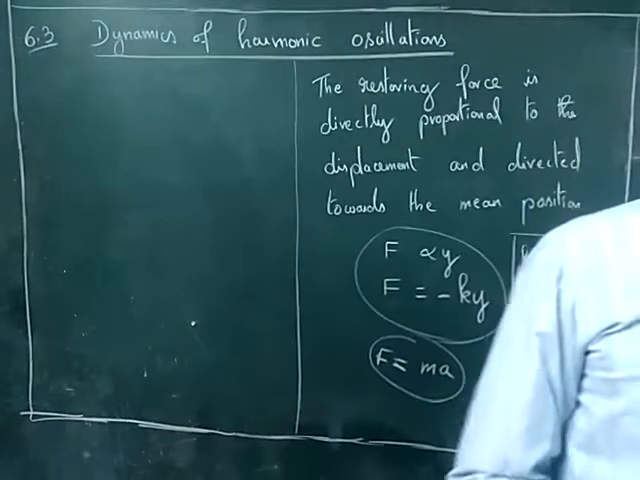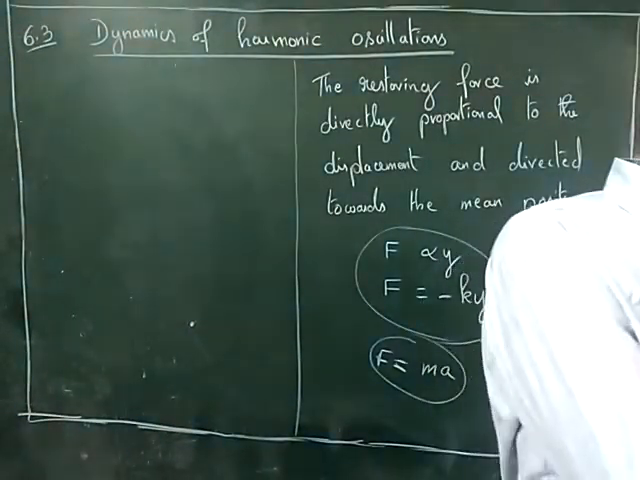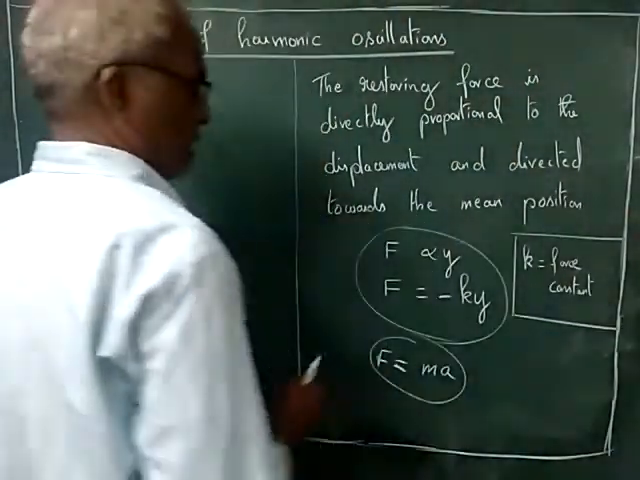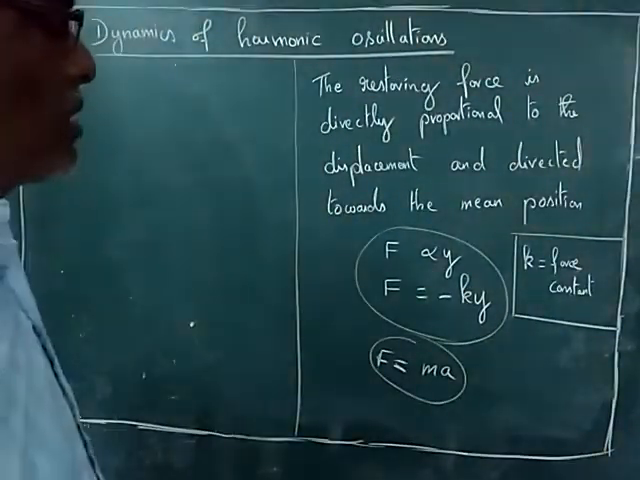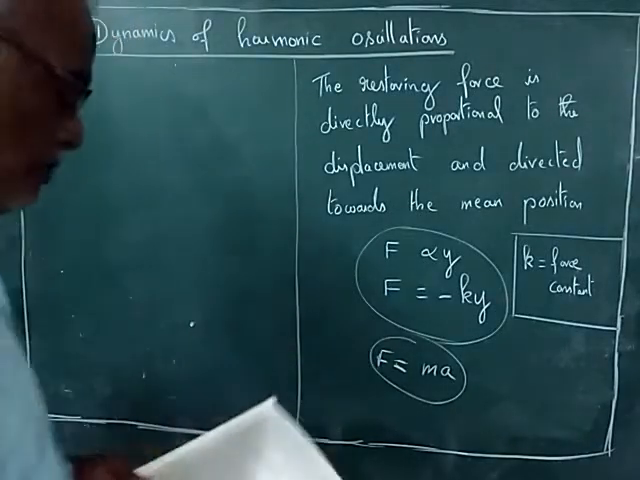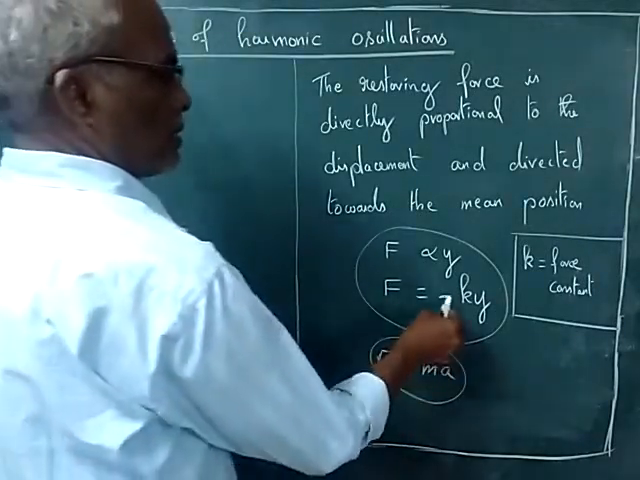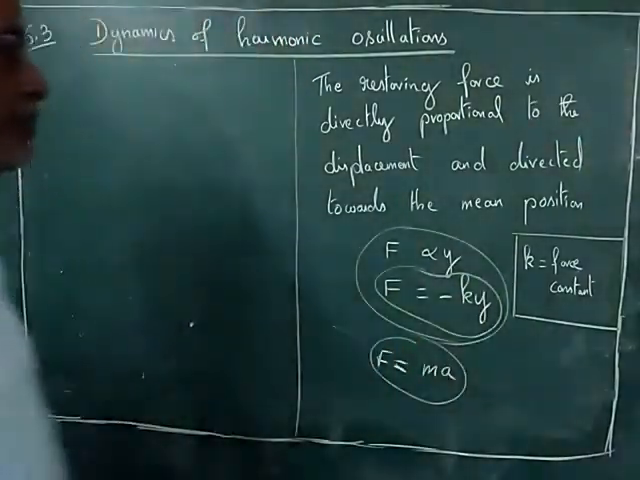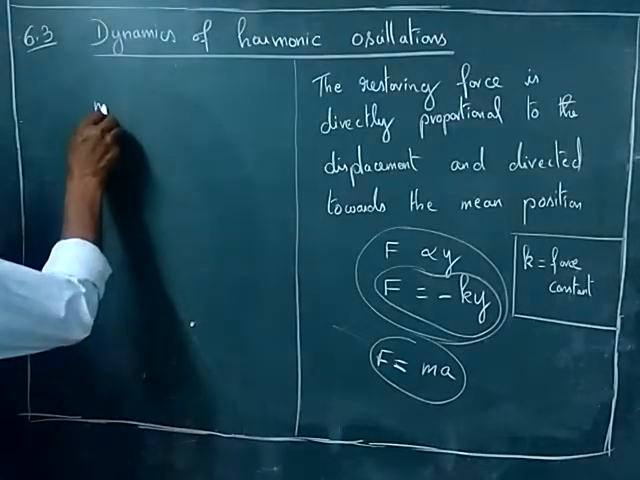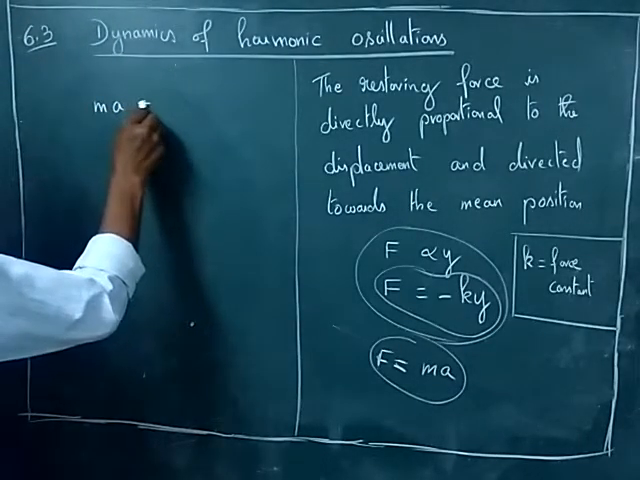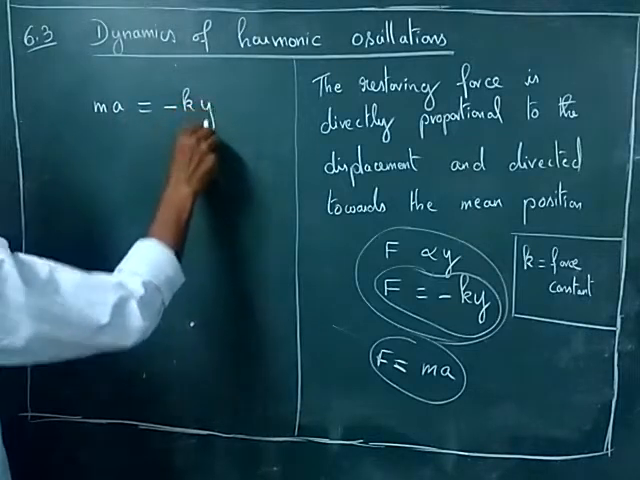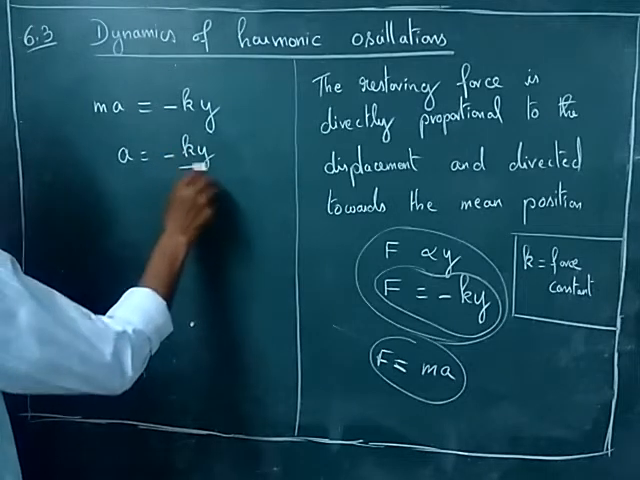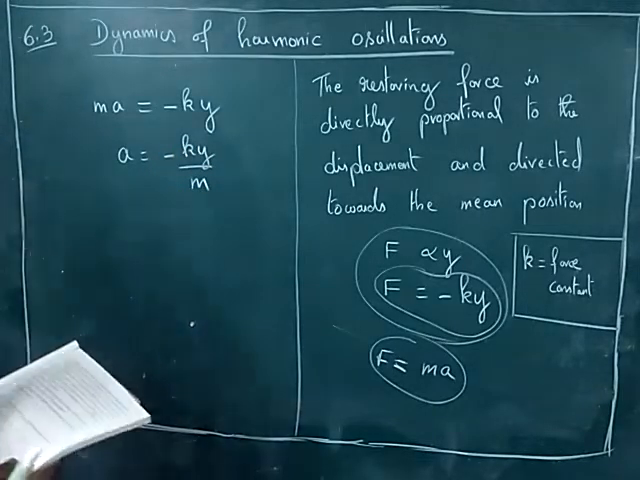So we have two equations. One is force equal to minus ky, and another equation is force equal to mass into acceleration. This is by Newton's second law. So we can equate this equation with this equation. So mass into acceleration is equal to minus ky. Therefore acceleration is equal to minus ky by m.